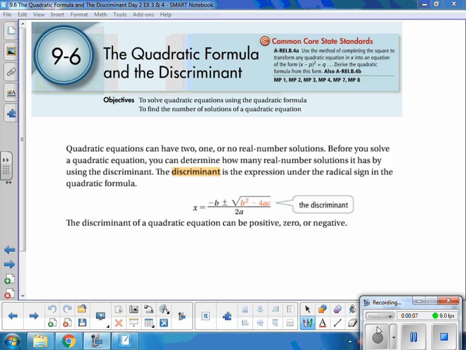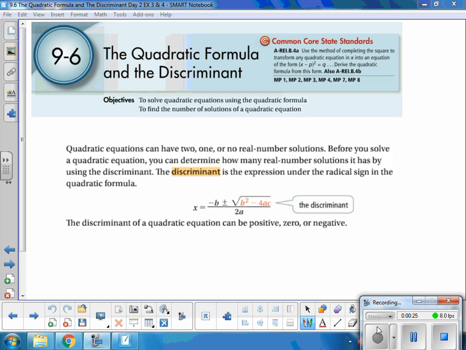Today we're going to look at the quadratic formula and the discriminant. In our last lesson we worked with the quadratic formula and my neighbor's cat singing that haunting song, but it was so helpful in remembering the quadratic formula. And today we're going to tie down the discriminant and how we can use that.